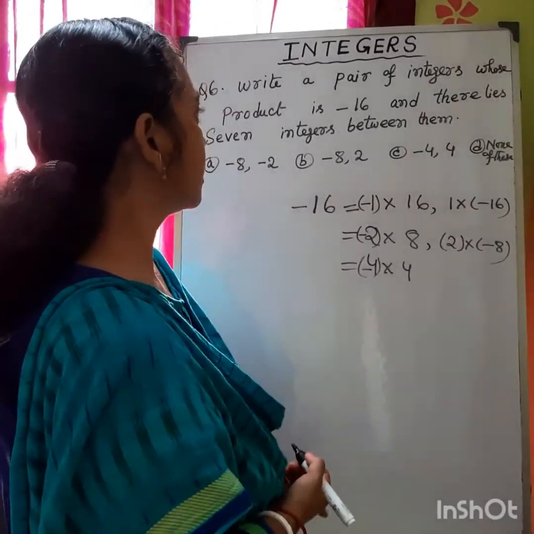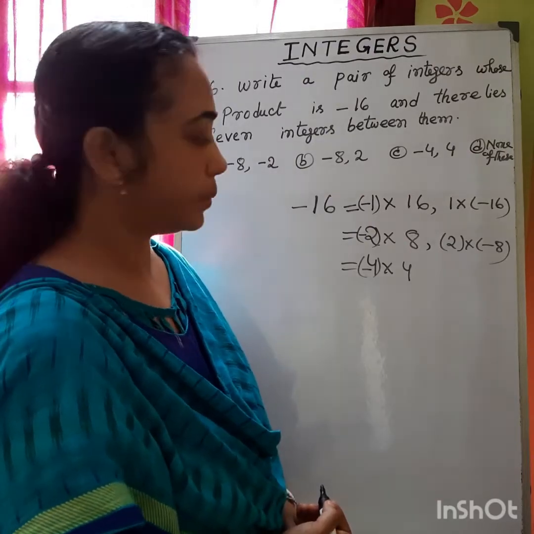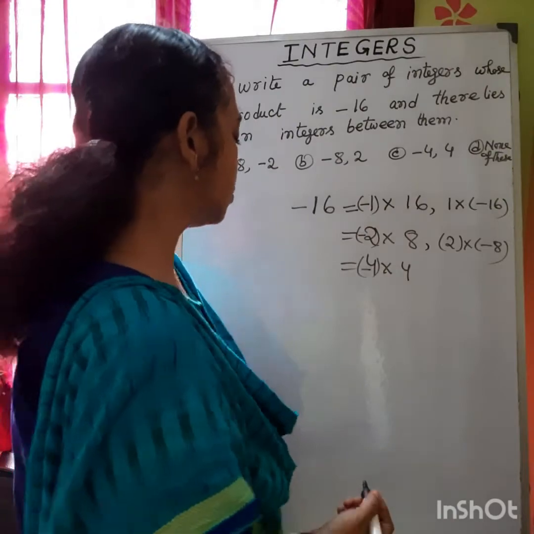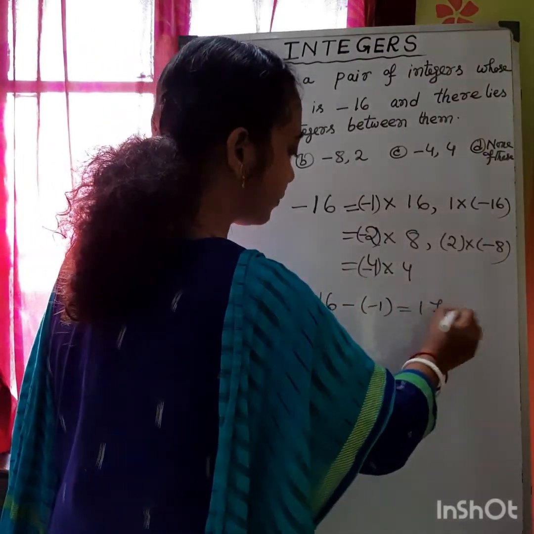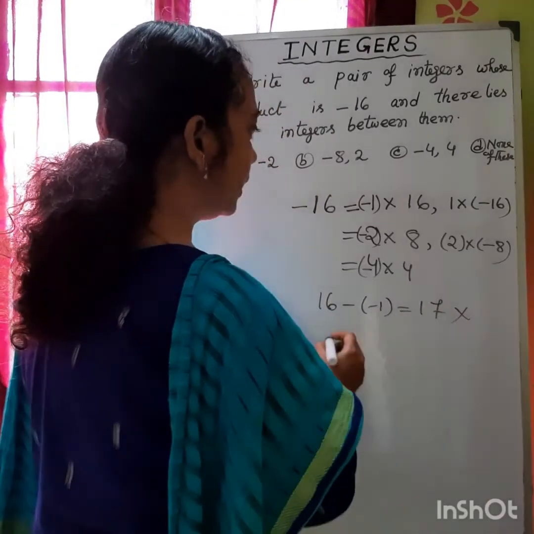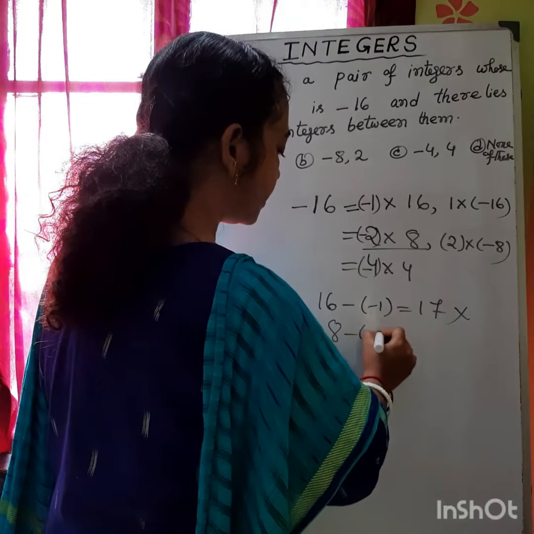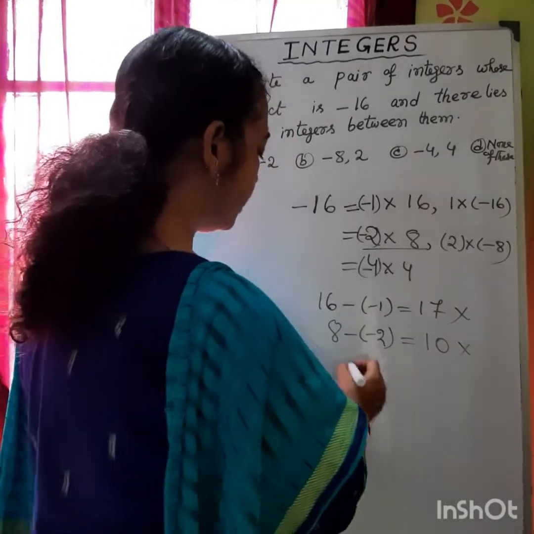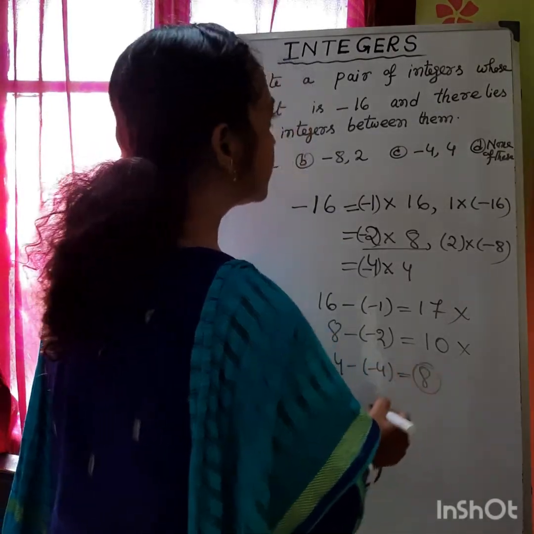Now the second part of the question is that there lie 7 integers between them. So let us find the difference between these two integers. If we find 16 minus -1, the difference is 17. So we will not choose this one. Then the difference between 8 and -2 is 10. So this also we will not take. Then 4 minus -4 is 8. Here it is given 7.